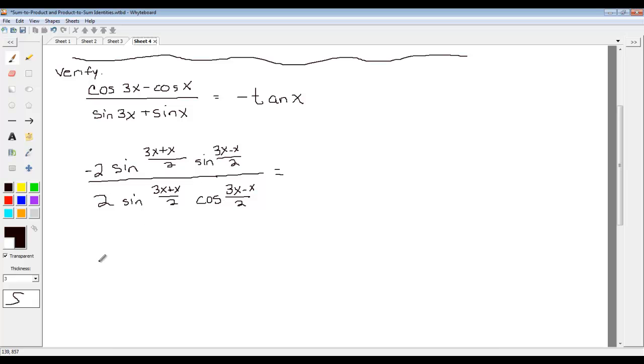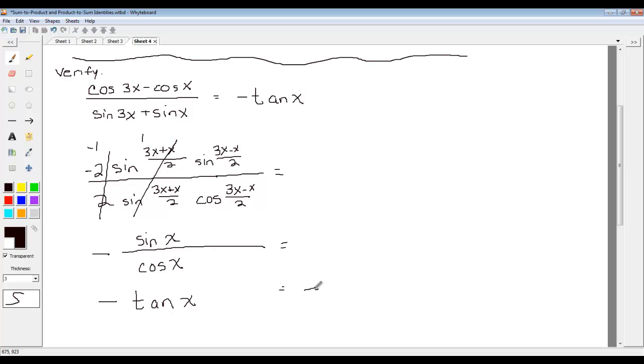Alright, negative 2 over 2, that's just negative 1. So sine of (3x plus x)/2 over sine of (3x plus x)/2, those are going to reduce to 1. So that leaves us with negative sine of 2x over 2, or x, over cosine x. Well, sine over cosine is tangent. So now we have verified the identity using some of our other identities that we have learned. Once you've developed a formula, you can use it from then on. Or once you verify an identity, you can use it from then on.